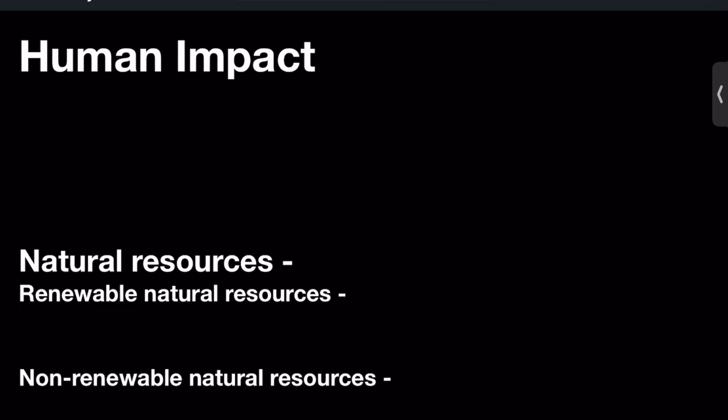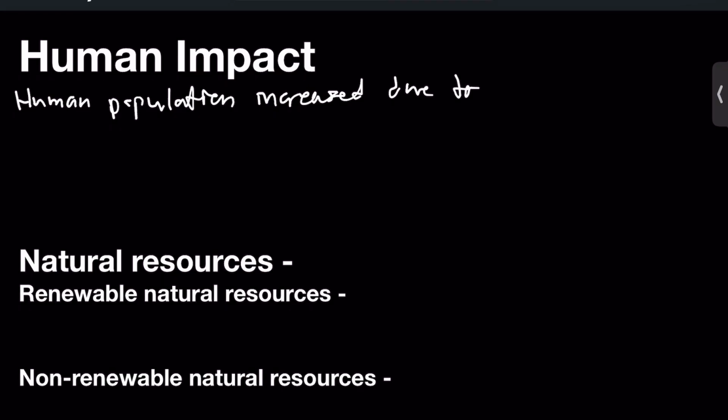The first thing you want to know is that the human population in the past 100 years has really skyrocketed. It has increased drastically due to better medicine and medication, with the invention of cures of diseases and vaccinations, as well as better sanitation, helping us increase our lifespan and also reproduce more, drastically increasing the population.